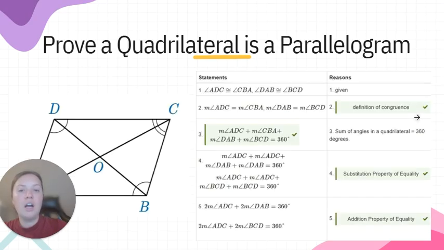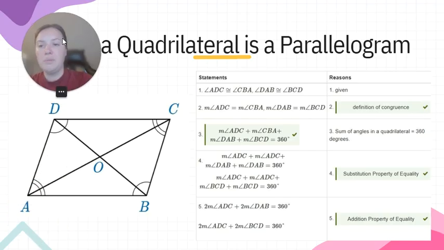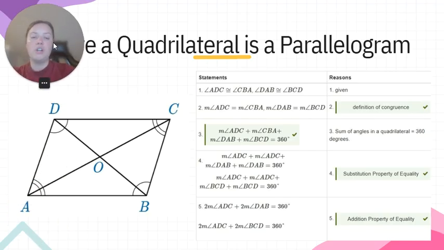So let's talk about this proof, and let me move myself on over. We're going to prove that this quadrilateral is a parallelogram. We are given more information than we were given before. This time we are given the information that our opposite angles are congruent. With opposite angles being congruent and us having this diagonal, we have the ability to use our knowledge of congruent triangles to then prove that our quadrilateral is a parallelogram.